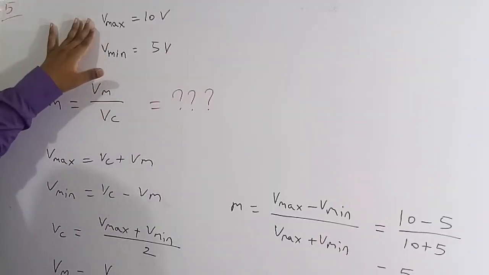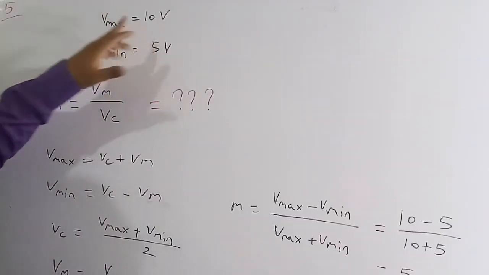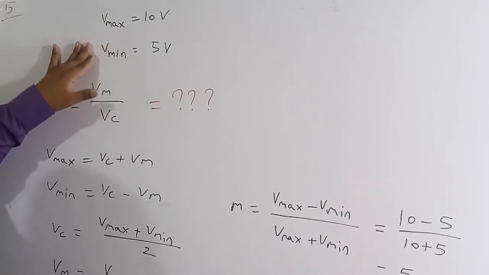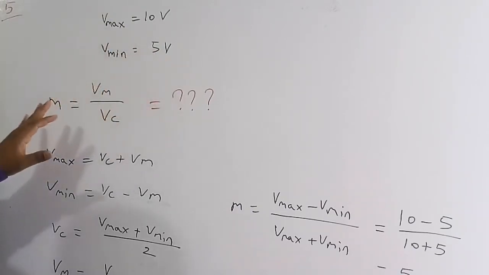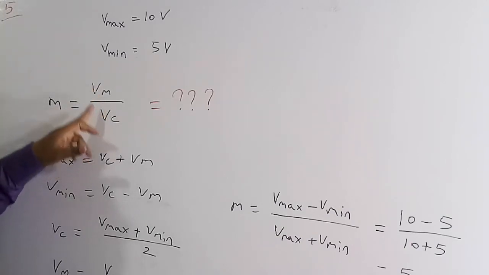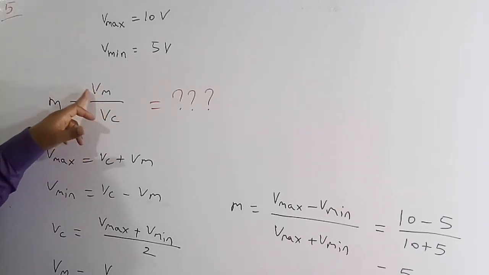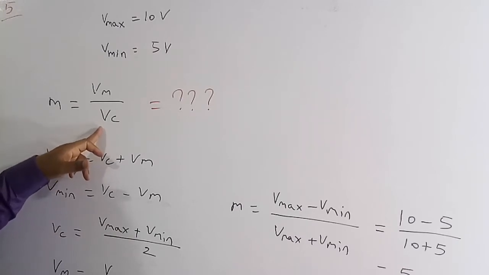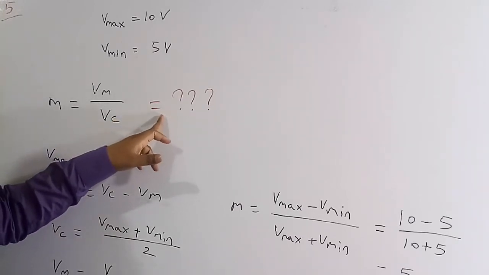So let's solve this numerical. In the question they have given the AM wave with a maximum voltage of 10 volt and a minimum voltage of 5 volt. We need to find the modulation index. Modulation index is nothing but Vm by Vc. Vm is the peak value of the message signal and Vc is the peak value of the carrier signal. This is the ratio we need to figure out.